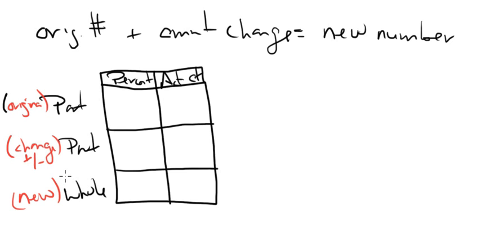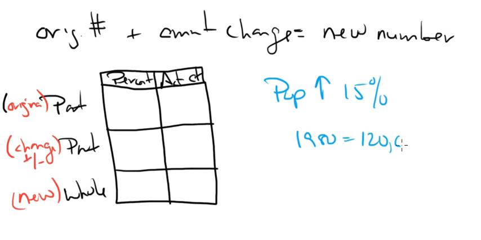So looking at example problem number 1, it says the county's population increased 15%. When I'm making notes to myself, I'm going to put down population increased 15% from 1980 to 1990. The dates don't really matter. If the population in 1980 was 120,000, so 1980 equals 120,000, what was the population in 1990? So 1990 equals we don't know.